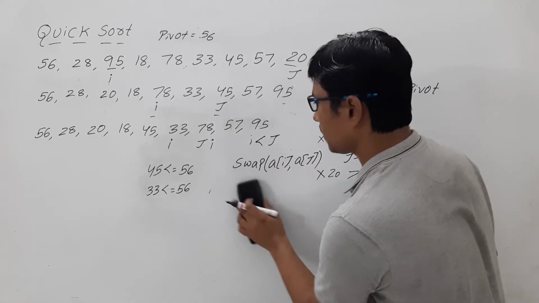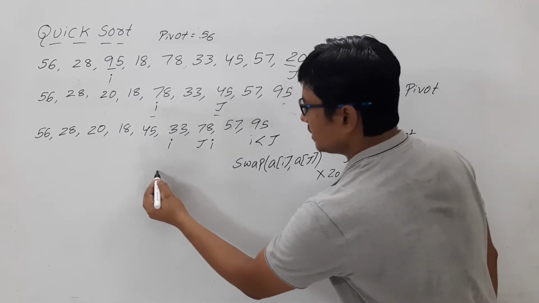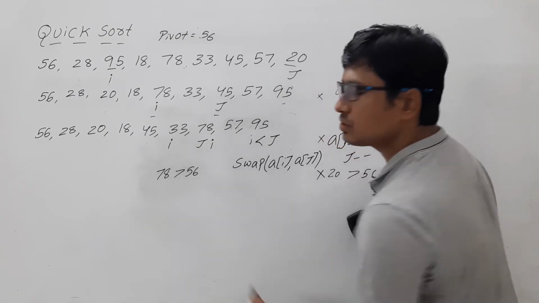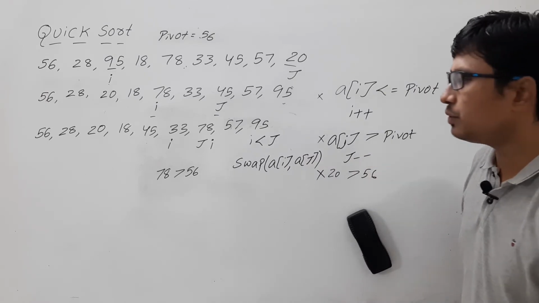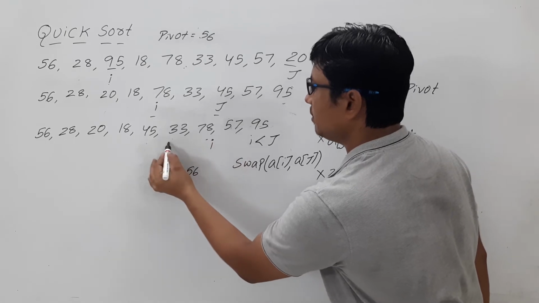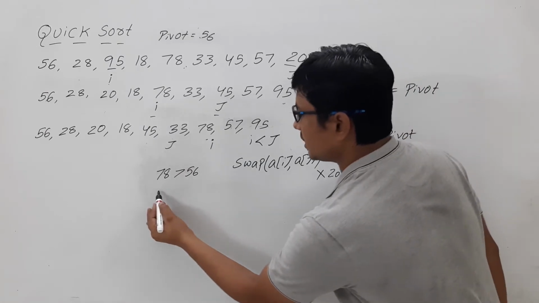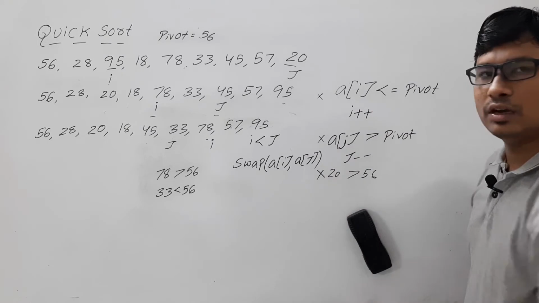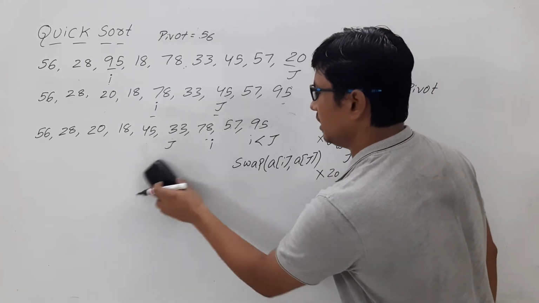Is it clear? Now we will look at A of j. A of j is 78, which is greater than 56, so this condition is true. If this condition is true, what should I do? I need to decrement the j value. If I decrement the j value, it will be pointing here. Now again look at A of j, which is 33. 33 is less than 56, so this condition is not satisfied. If this condition is not satisfied, I will not decrement the j value.